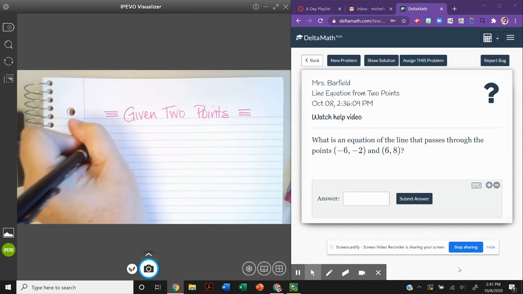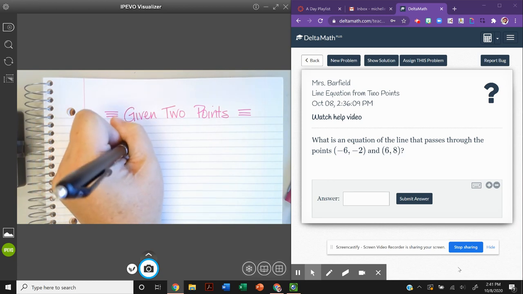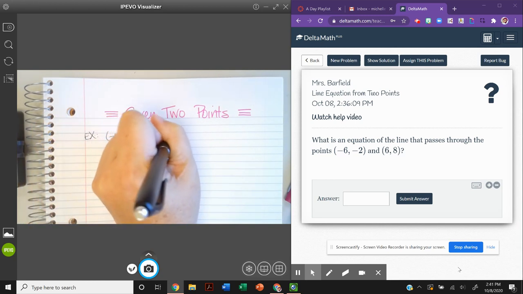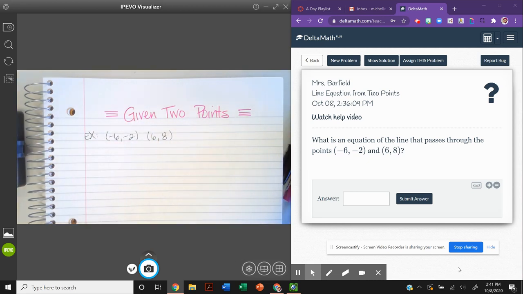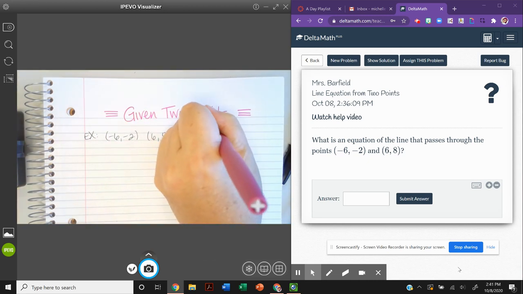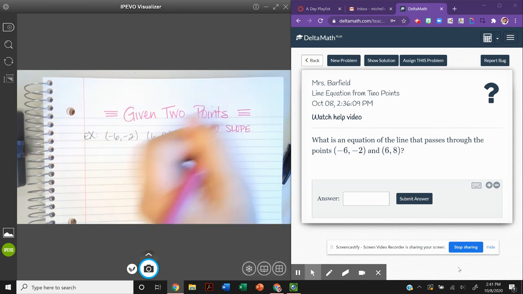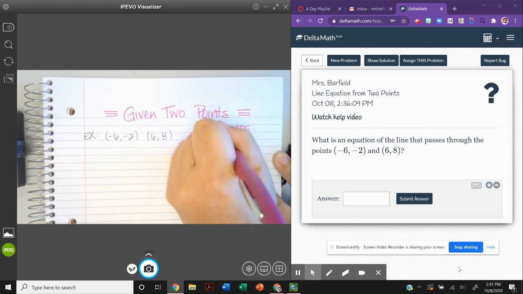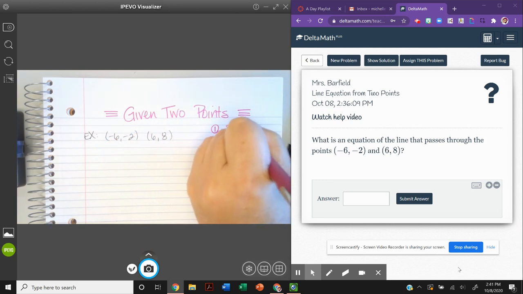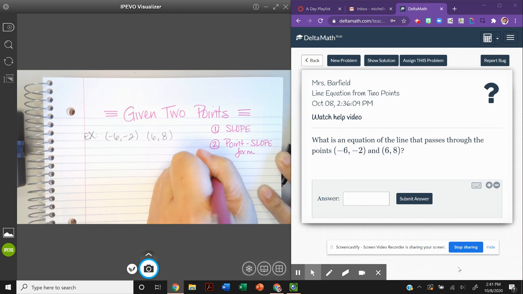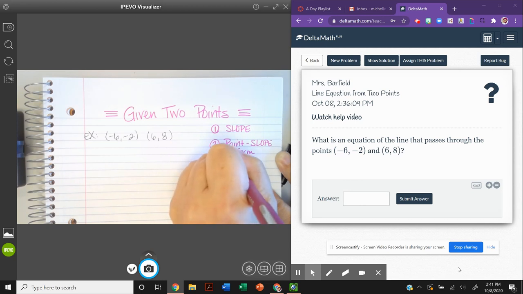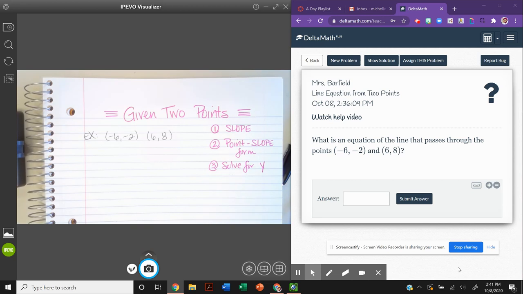All right. So, you have been given 2 points, (-6, -2) and (6, 8), and we need to write the equation of a line. The first thing you're going to do is find the slope. Then you are going to use point slope form. And then you are going to solve for y. Those are your same 3 steps for every single problem.